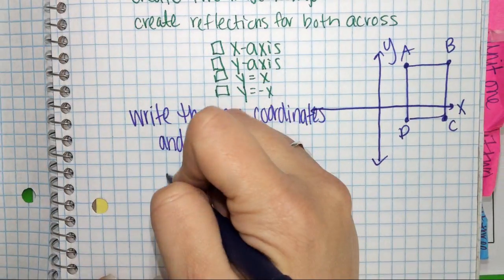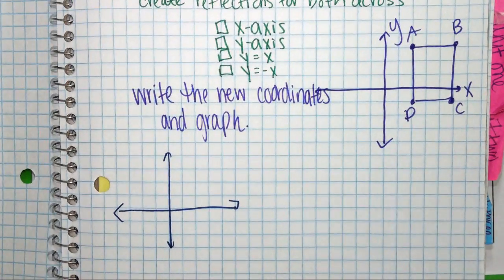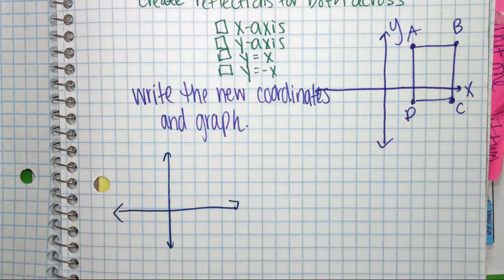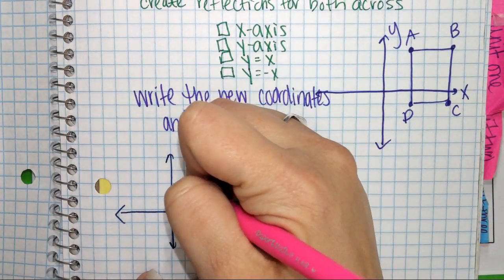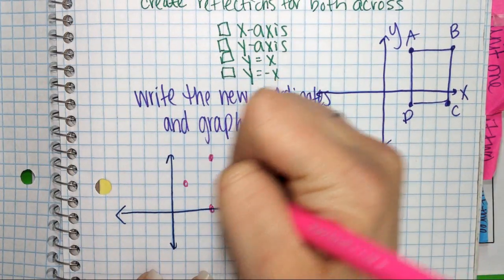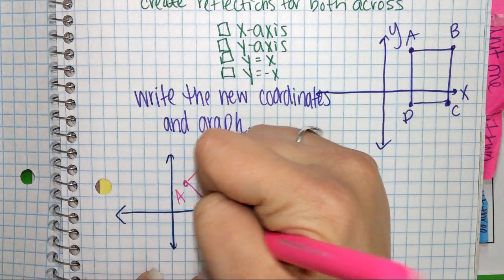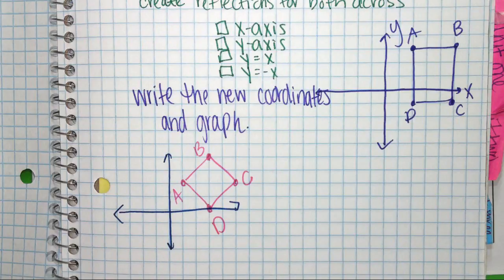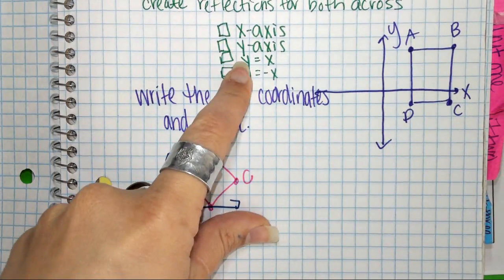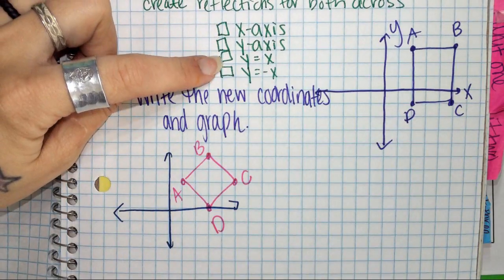So I wanted you to create two images for me. One of them could have looked like these. And then you had to reflect it across the x-axis, the y-axis, y equals x and y equals negative x. So how many new pictures would you have? You would have 4 new pictures because you had to reflect it 4 different times.